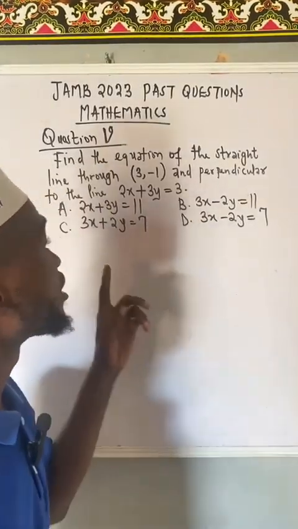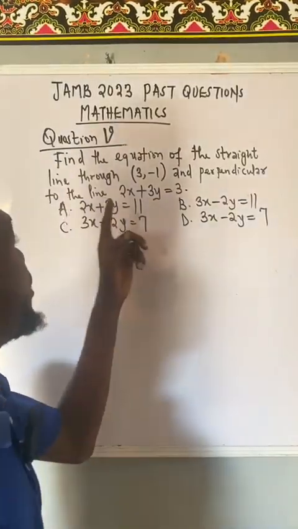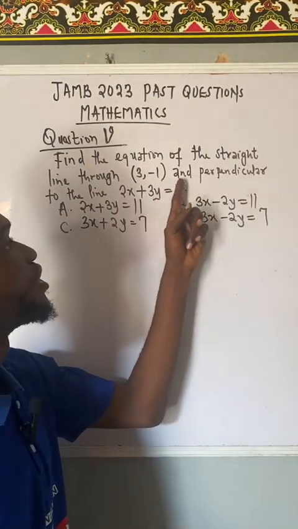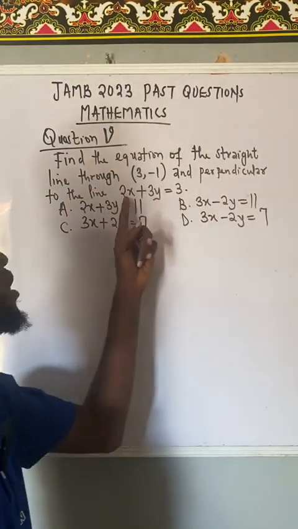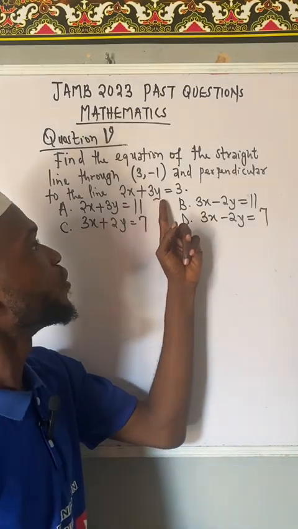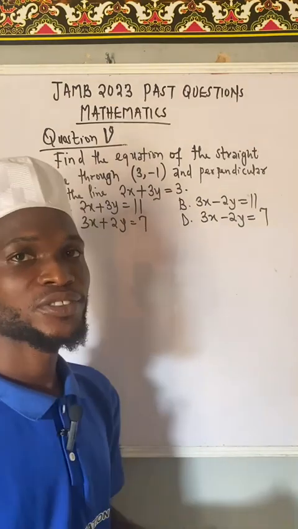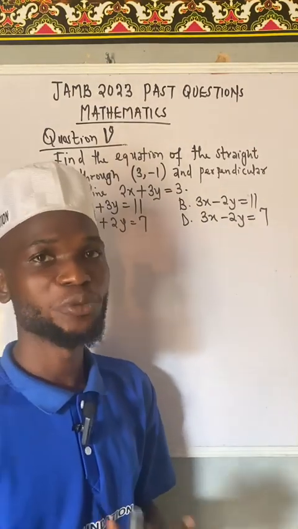Question 19, JAMB Mathematics. Find the equation of the straight line through (3, -1) and perpendicular to the line 2x + 3y = 3. Now, this question is a question on coordinate geometry.